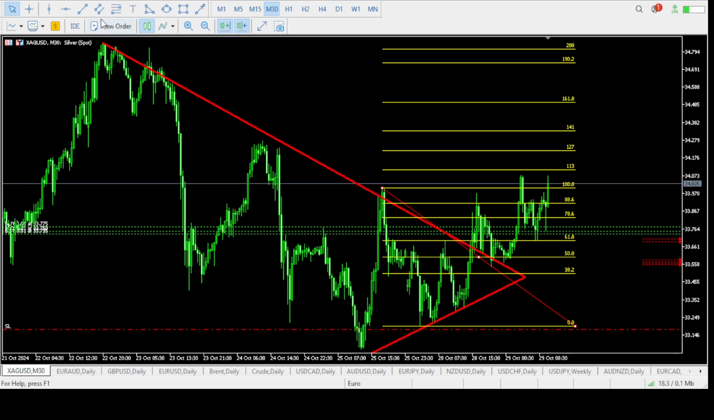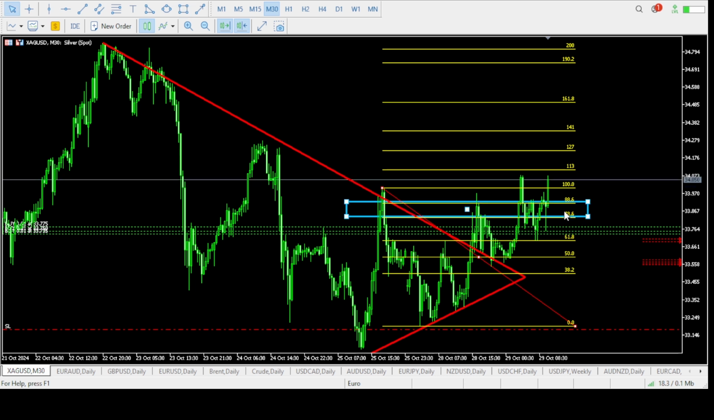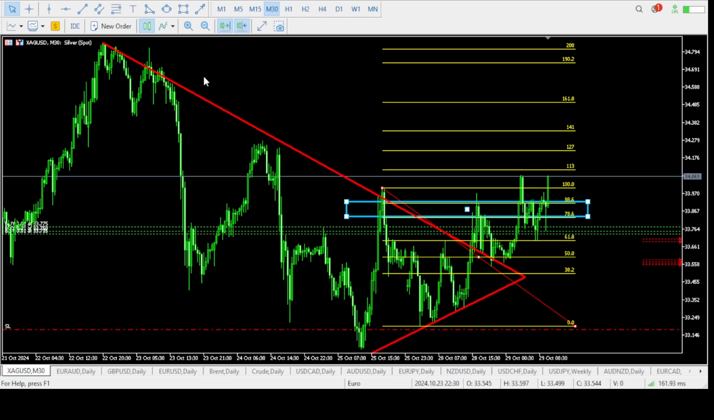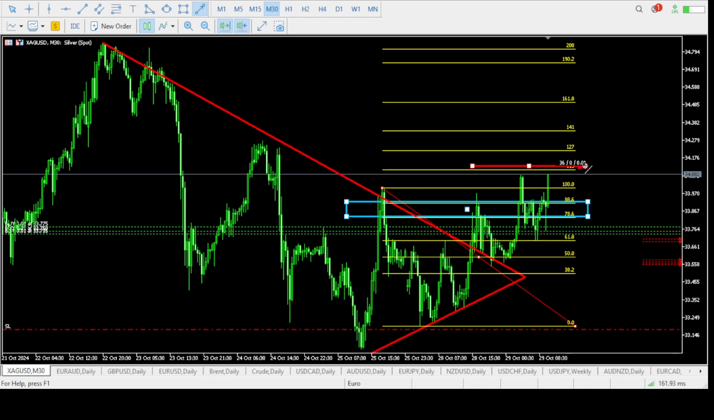So let me draw it out for the sake of those who may not understand it. In a Gartley, we are supposed to buy from the 78.6% Fibonacci level to the 88.6 Fibonacci level. Then our stop loss is supposed to be above the 100% Fibonacci level. So as you can see, if price closes above the 100% Fibonacci level, it means the Gartley pattern has played out.